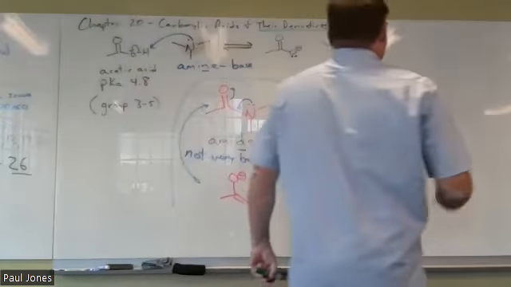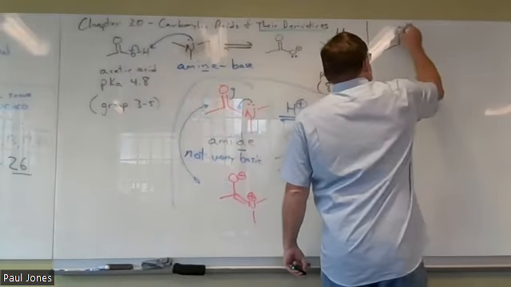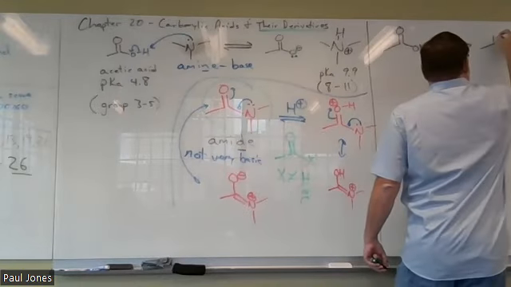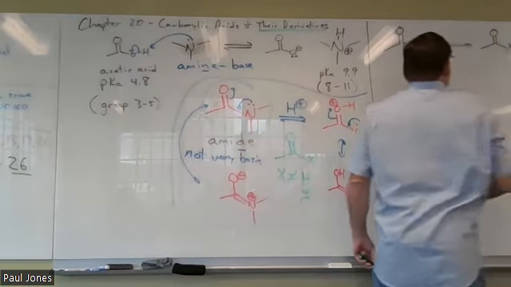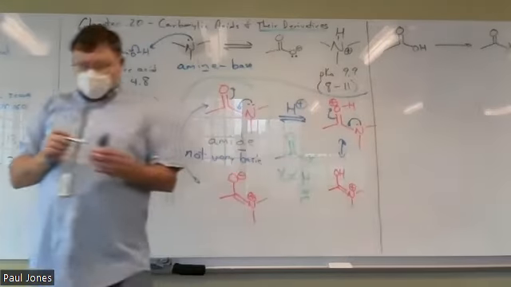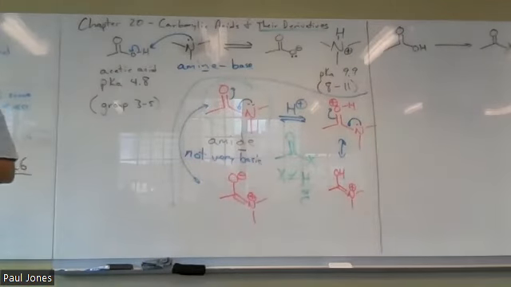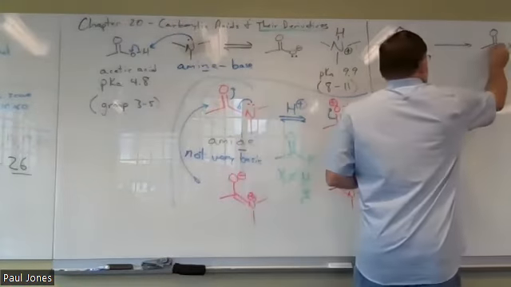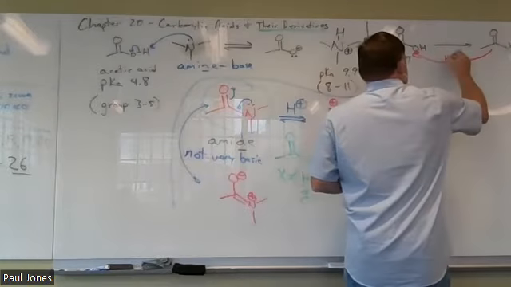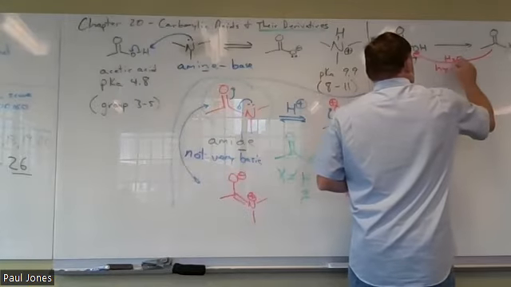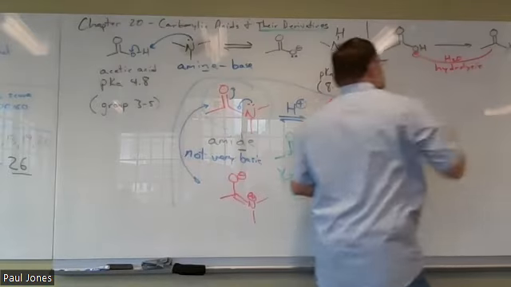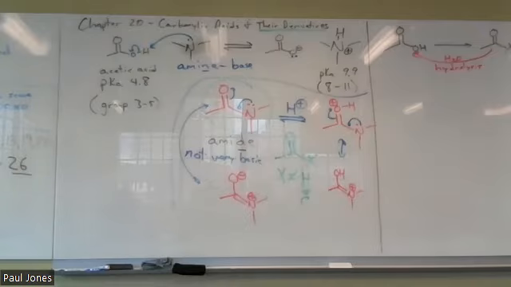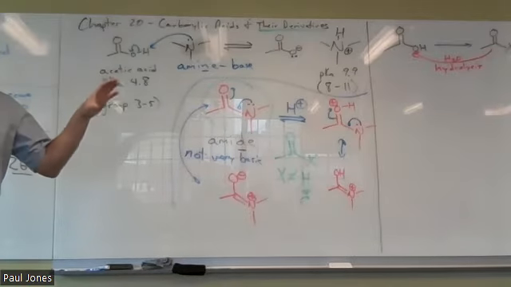And so a lot of what this chapter is involved with is ways to turn a carboxylic acid into a derivative. And also hydrolyzing carboxylic acid derivatives back to the carboxylic acid. This should look fairly similar.